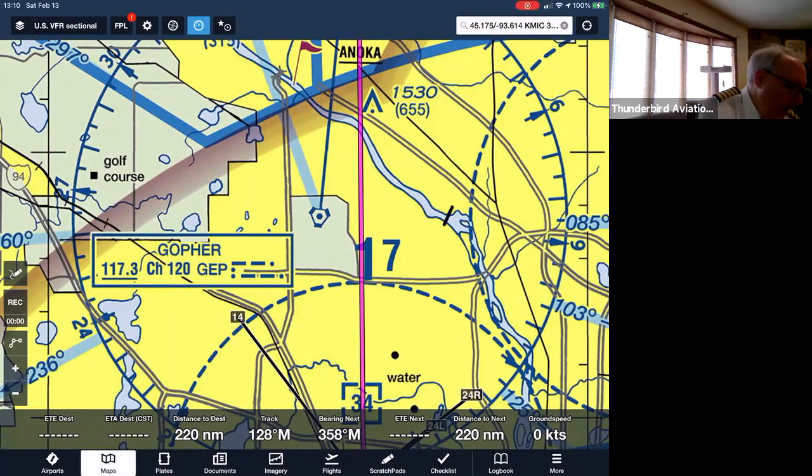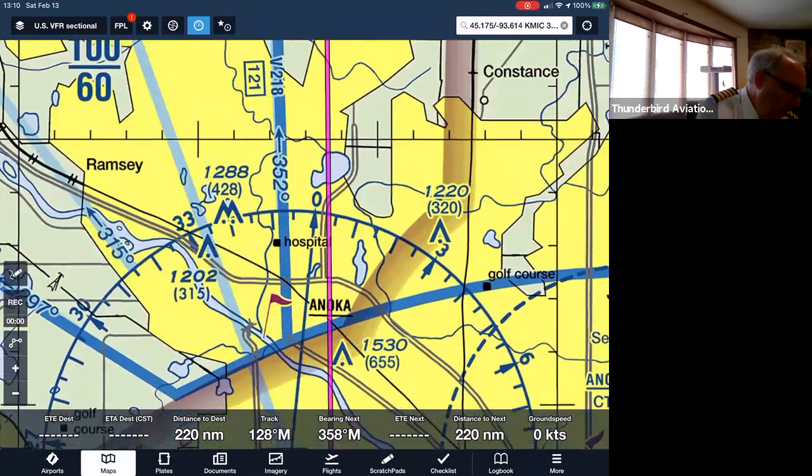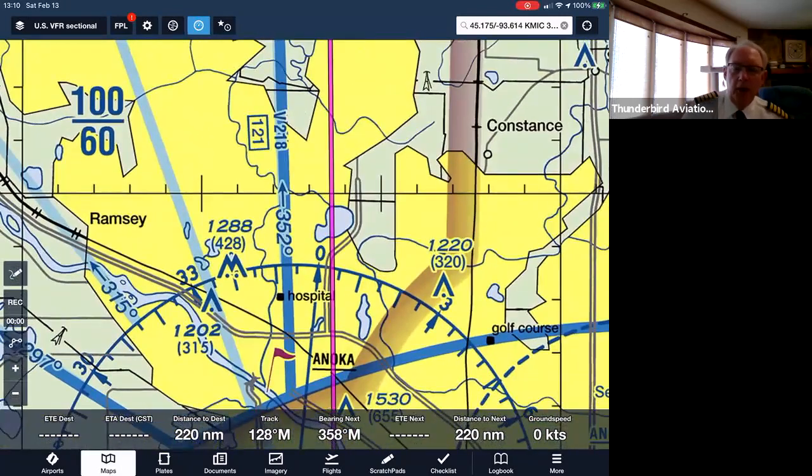As we continue north, and we get up past Anoka, and we get to the lake that's right underneath our route there, now we have to determine where is the boundary between E and G airspace, because we know we still have to continue to fly in G airspace, probably all the way up to International Falls in order to be able to make this trip with only 2 miles visibility.